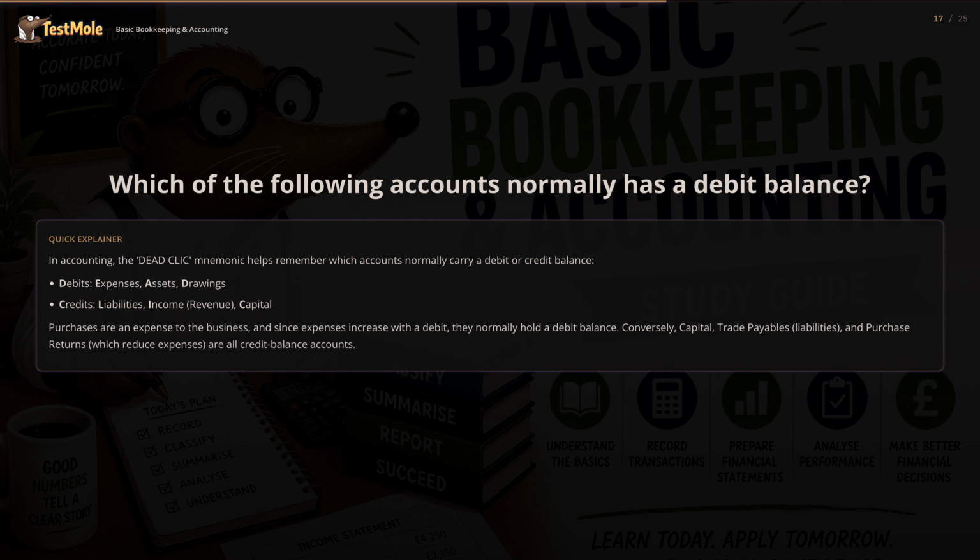Purchases are an expense to the business, and since expenses increase with a debit, they normally hold a debit balance. Conversely, capital, trade payables, liabilities, and purchase returns, which reduce expenses, are all credit balance accounts.